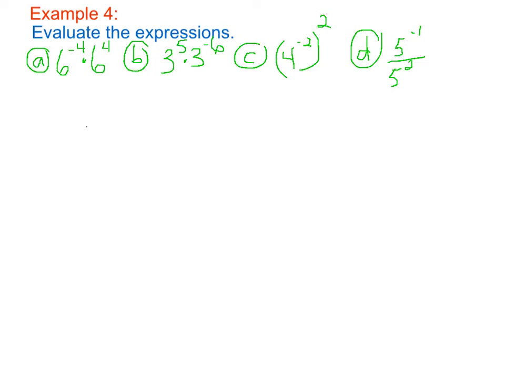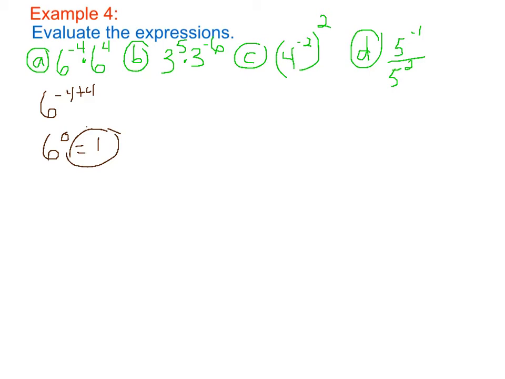Alright, so here in these examples, part A, we've got 6 to the -4th times 6 to the 4th. They've got the same base. They both have a 6 for their base, so we can add the exponents. So this looks like 6 to the -4th plus 6 to the +4th, and when you add those together, you get 6 to the 0. Anything raised to the 0 power equals 1.